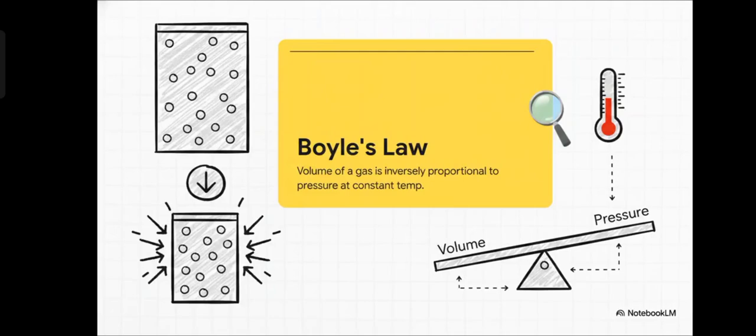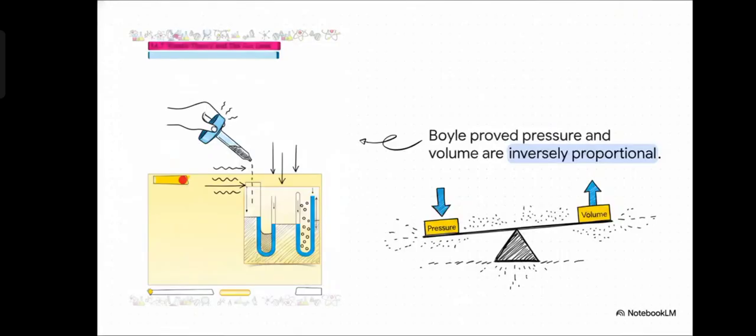They are inversely proportional. And this brilliantly illustrates how Robert Boyle proved his law. He used a simple J-shaped glass tube to trap a bit of air using liquid mercury. By adding more mercury, he physically doubled the pressure pressing down on that trapped air. And guess what happened? The volume of the trapped air was cut exactly in half.